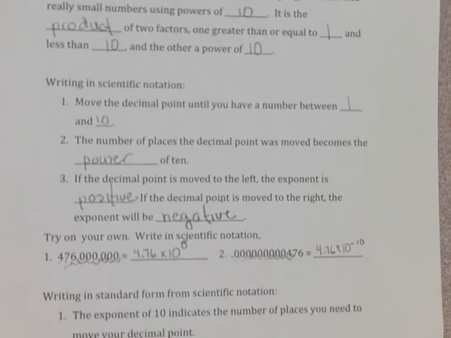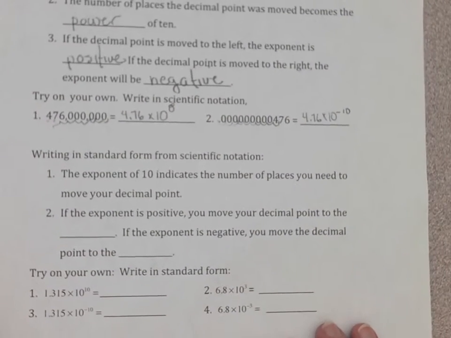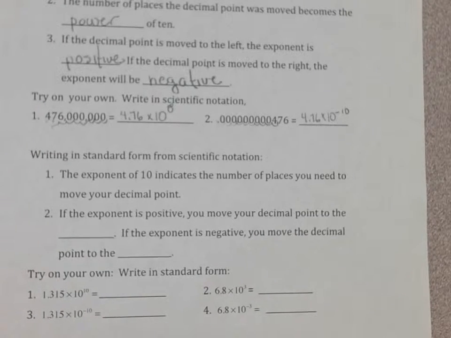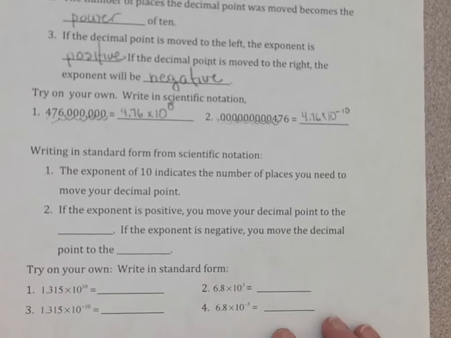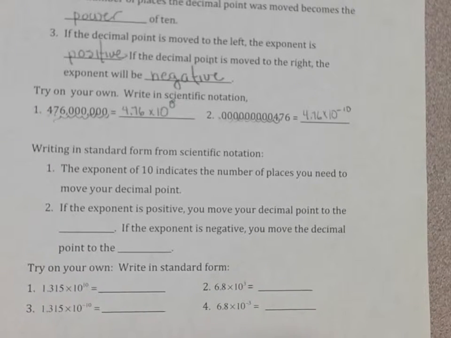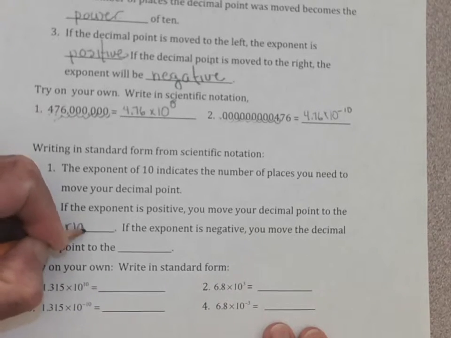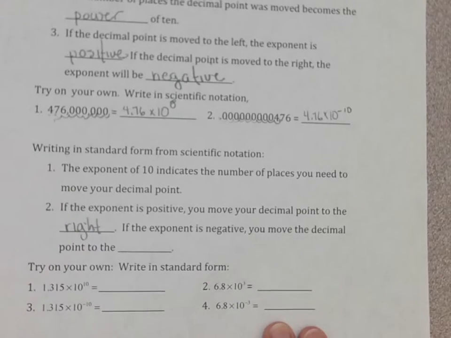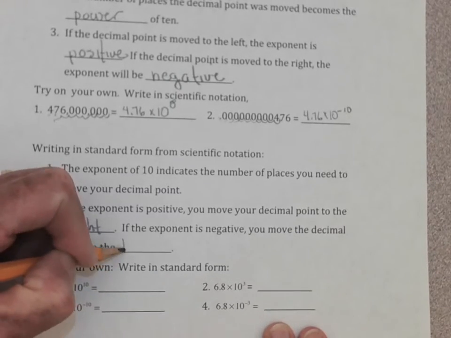Now, if you want to convert it to standard form from scientific notation, then we're going to be doing the reverse, right? So the exponent of 10 tells you the number of places you need to move your decimal point. So if the exponent is positive, then you're going to move your decimal point to the right, because it's going to be a big number. Your number is going to get bigger. If the exponent is negative, you're going to move that decimal point to the left, which means it's going to be a smaller number.